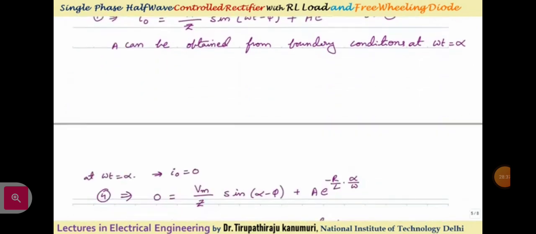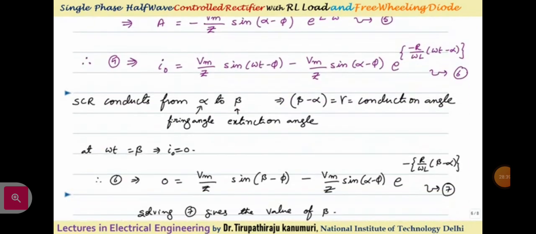So let us proceed further. So the SCR conducts from alpha to beta. Here alpha is called the firing angle, and beta, where the current becomes equal to 0, is called the extinction angle. So you have to calculate what is the value of beta at which this equation will be equal to 0. We can solve for the value of beta. So how to get this one? At omega t is equal to beta, we know again the boundary condition I naught is equal to 0.